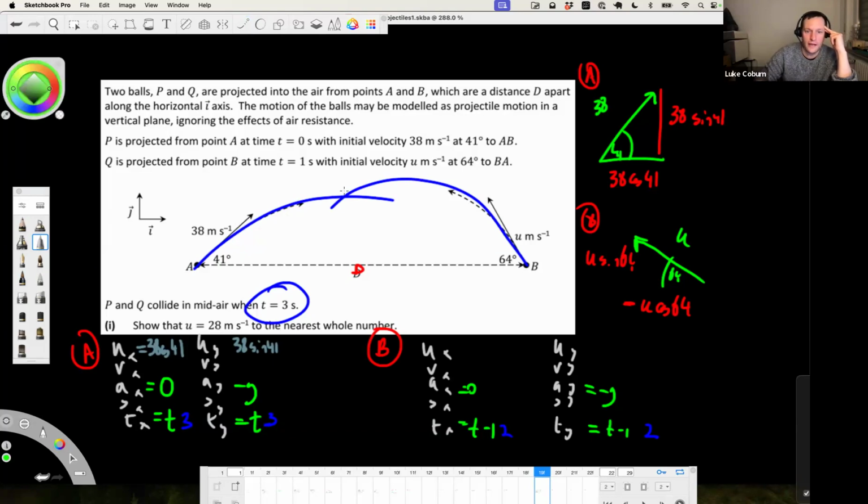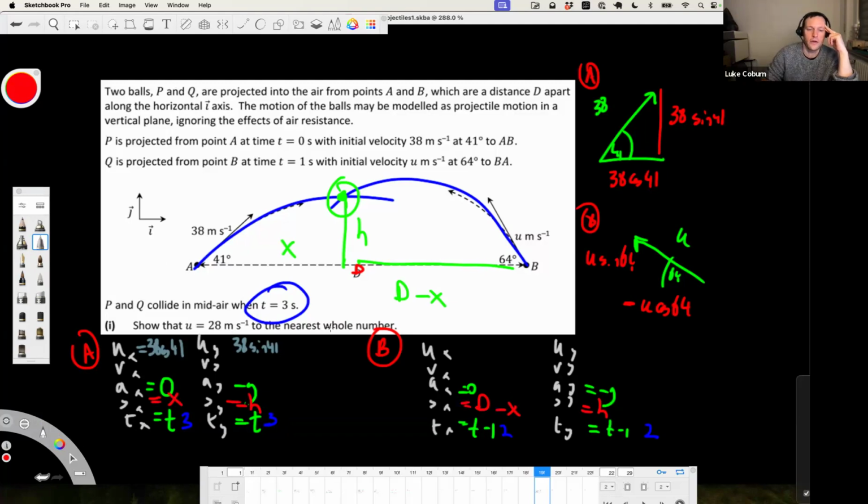So when they hit each other, they have a height of h. We're going to call that distance there x. So this distance here would be d minus x. So let's put all of those in. This would be h, this would be h, and this would be h. And this one here is going to be x, and this one is d minus x. And then obviously, this one here is equal to minus u cos 64, and this is equal to u sin 64.